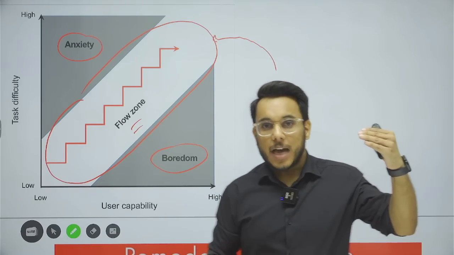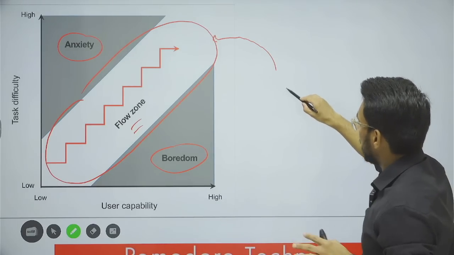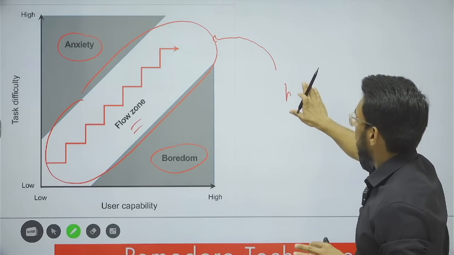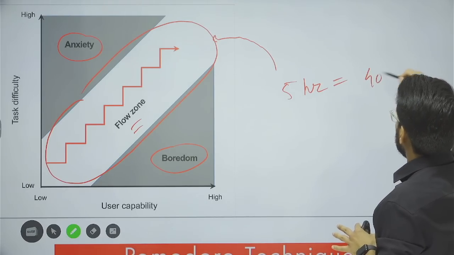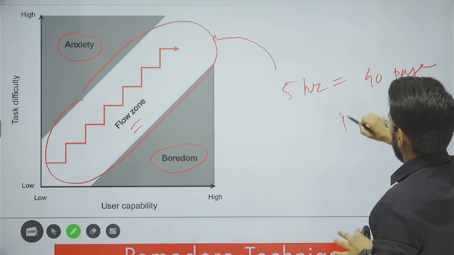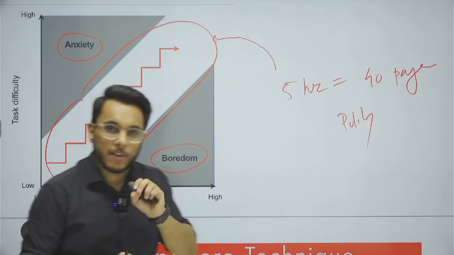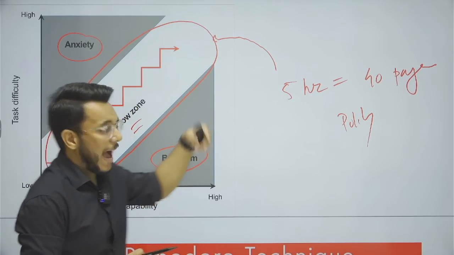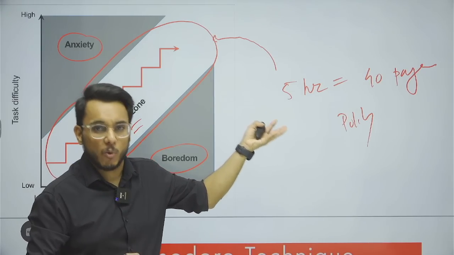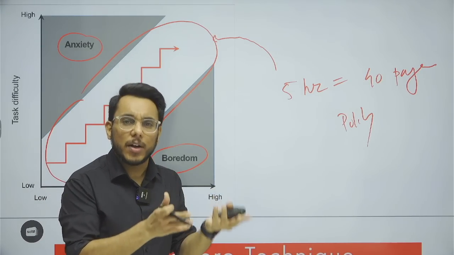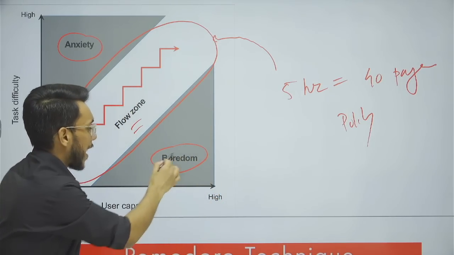See, there is a target and there is effort or time. Suppose I give 5 hours for 40 pages of polity. What can happen after 5 minutes? After 5 minutes, I am distracted. I'm not feeling like reading more. Why? Because in 5 minutes I have already read 6, 7 pages and I realize that this target is so easy. I will be distracted. I will get bored.